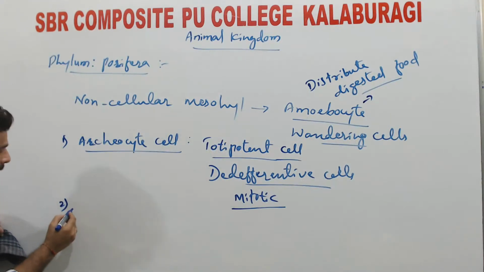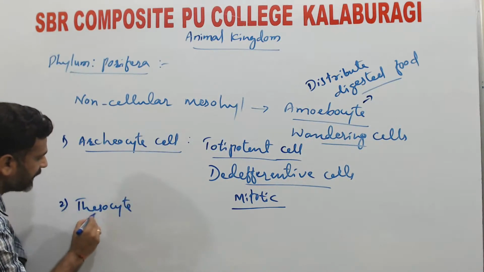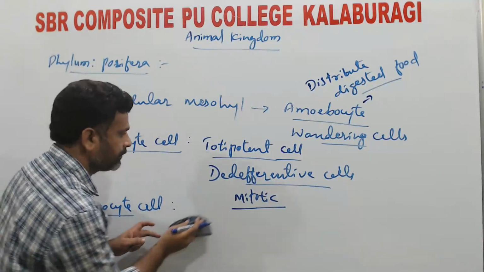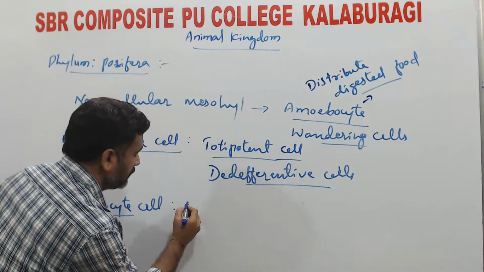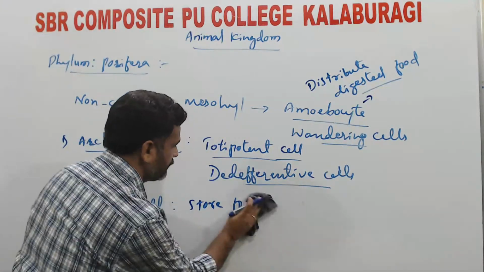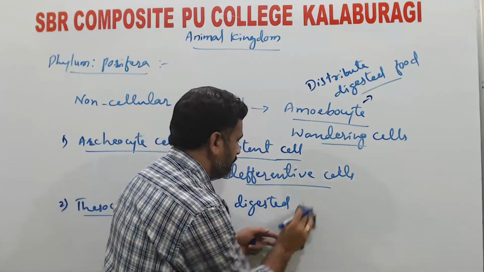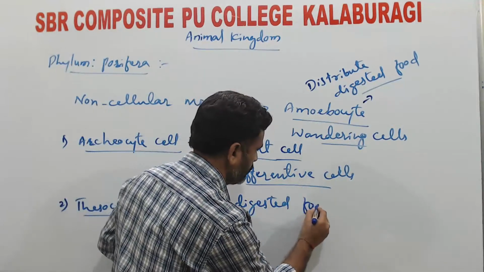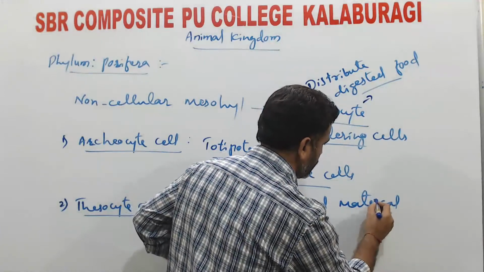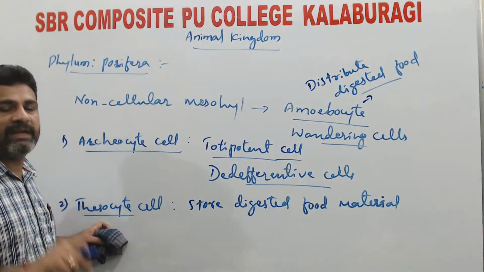Next, the thesocyte cells. These are the cells which mainly store digested food material. Thesocyte cells store the digested food material.